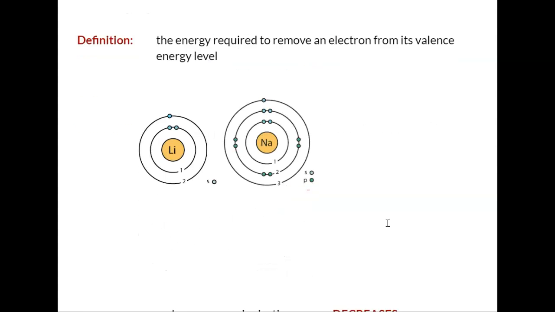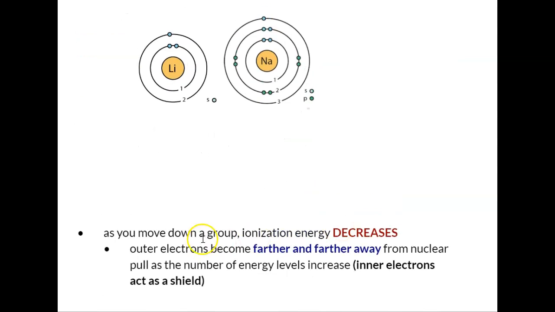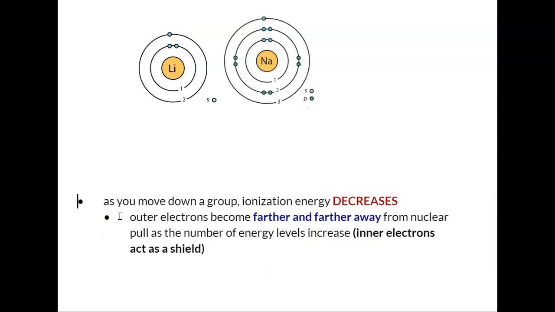Let's write a little bit down. Okay, so as you move down, I'm going to move this up a little bit. There we go. As you move down a group, ionization energy is going to decrease. It's going to take less energy to remove an electron from an atom when that electron is further away from the pull of the nucleus. Okay, and so those inner electrons are also going to act as a bit of a shield, shielding that positive pull from that outer electron.